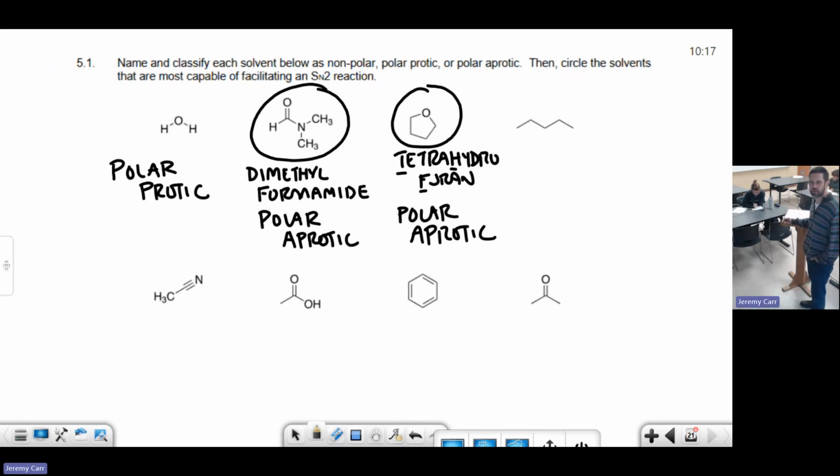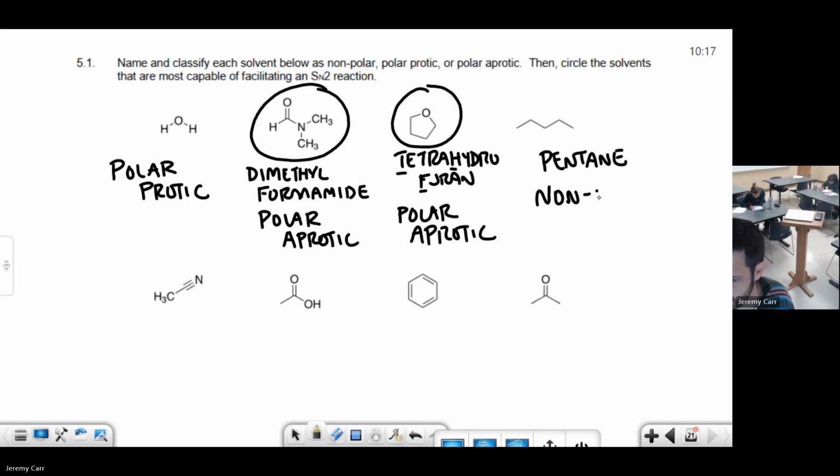All right, next one. 5 carbons, 1, 2, 3, 4, 5. It is nonpolar. Good for you. How do you know it's nonpolar? This is pentane. FONCl. No electronegative atoms that are in here at all. So this is nonpolar.